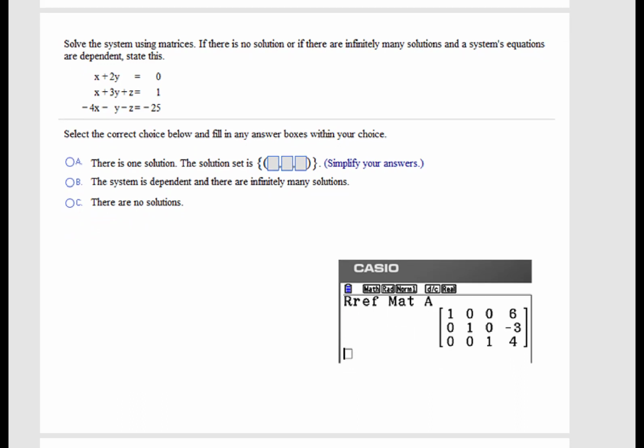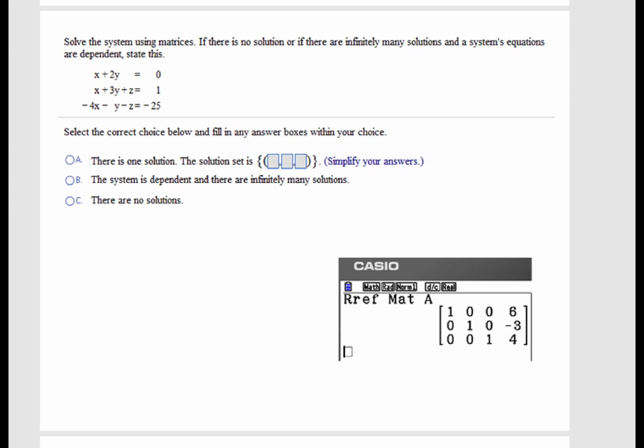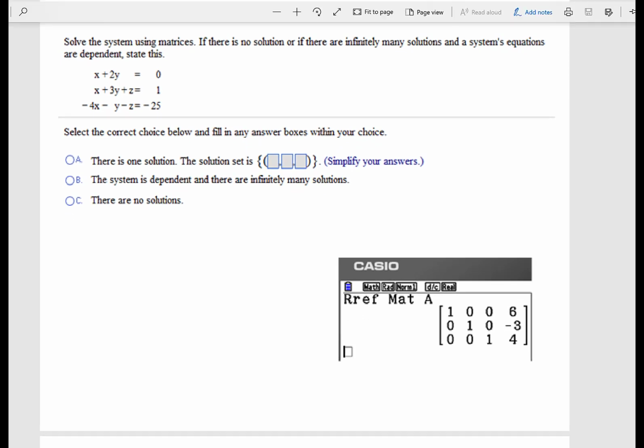So let's just recall what we looked at in 9.1. It's telling us here to solve the system using matrices, and then it talks about if there's no solution or if there are infinitely many solutions, which is what we're looking at in this section. But this one actually does have a solution. So the first thing we're going to do is go ahead and write the system as a matrix.